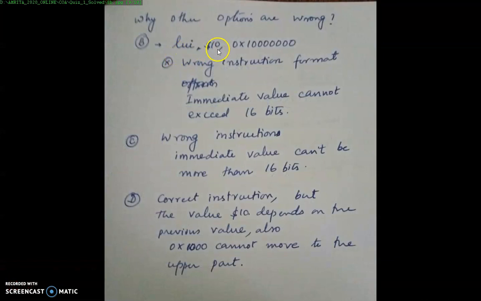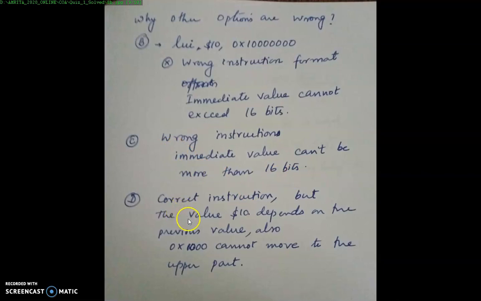Option B is LUI $10. So this is a 32-bit immediate. 32-bit immediates are not allowed in the immediate instruction format. If you recollect the immediate instruction format, you have 16 bits of immediate. So this is a 32-bit immediate, which is not a supported instruction. If you do that, the compiler will say, I do not understand this instruction. So wrong instruction format, immediate value cannot exceed 16 bits. Option C is a wrong instruction. Again, here is the same reason.